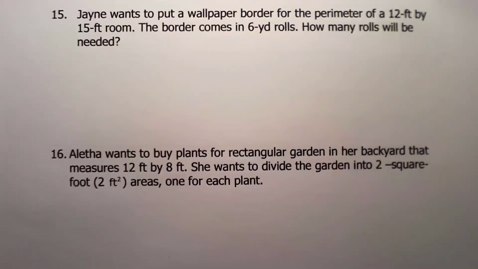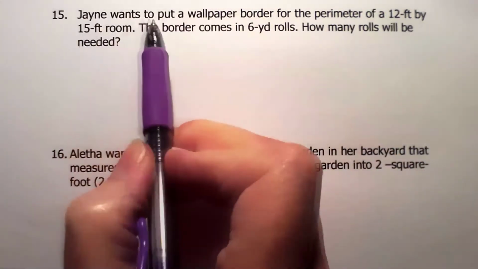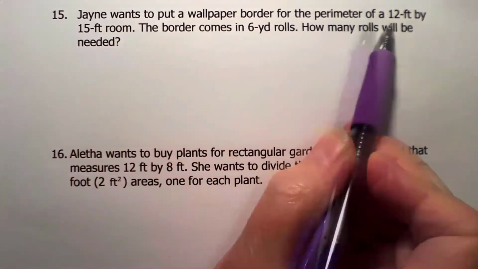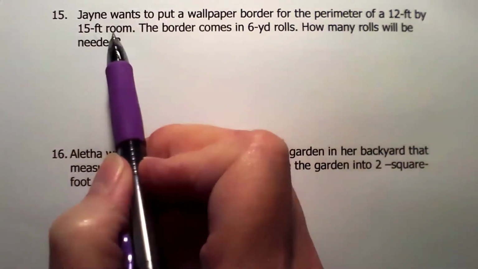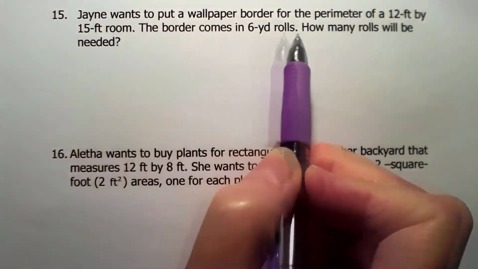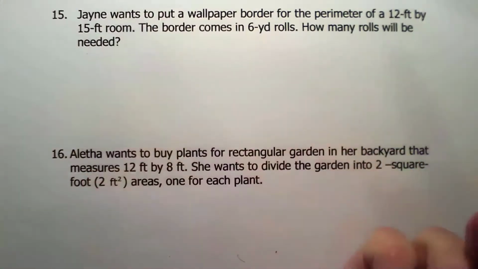This video is for questions 15 and 16 from the geometry review put out by the Math Prep and Learning Lab. These are application problems, and the idea of these is to take what you've learned and see if you can apply it to a semi-real world situation. So Jane wants to put a wallpaper border for the perimeter of a 12-foot by 15-foot room. The border comes in 6-yard rolls. How many rolls will be needed?